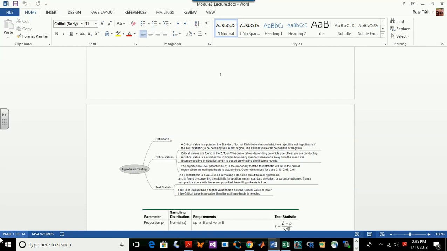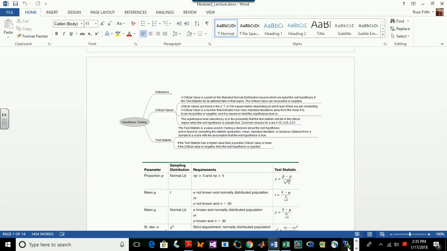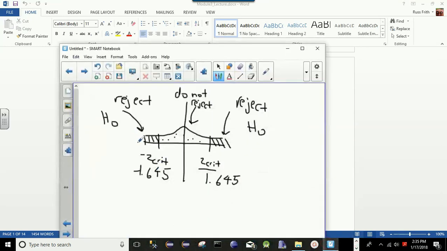Now here's the key point right here. If the test statistic has a higher value than a positive critical value or a lower value than a negative critical value, then the null hypothesis is rejected. So going back here, if your test statistic, and I'll show you how to find those, falls here, if it's less than the negative value or if it's greater than the positive value for the critical value, then again you reject the null hypothesis. So how do you calculate test statistics?